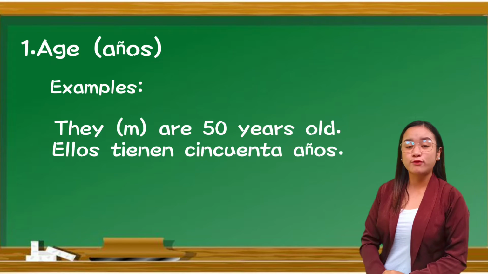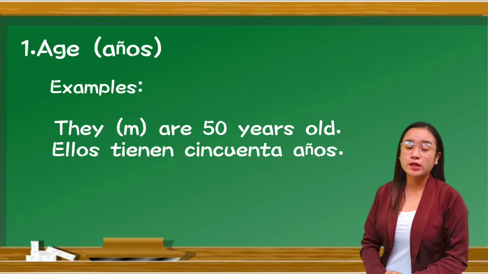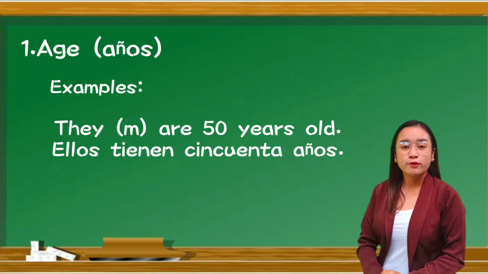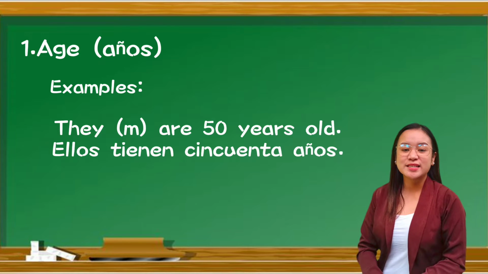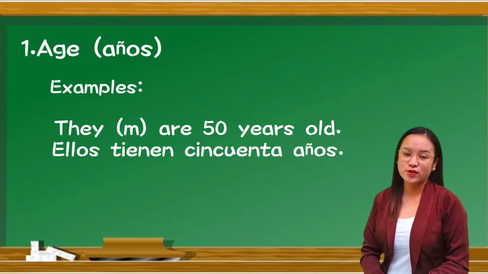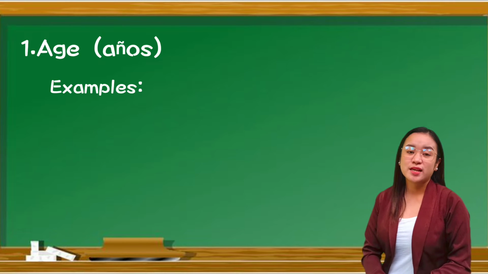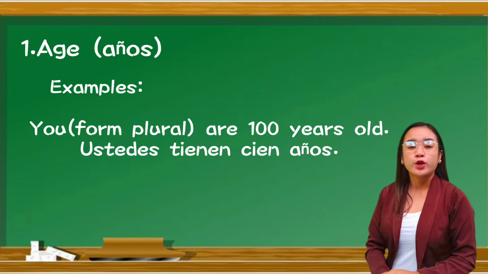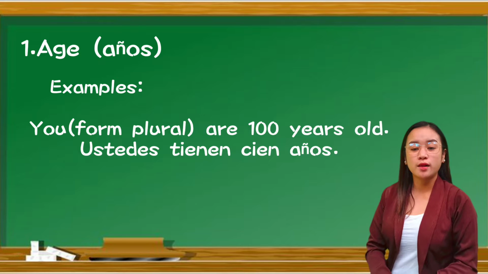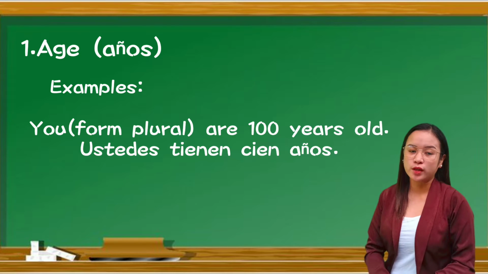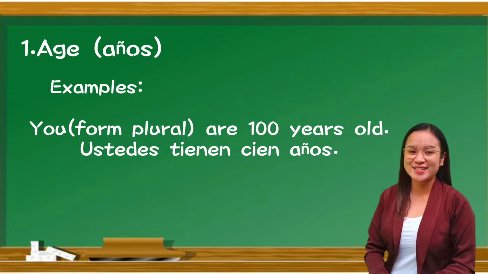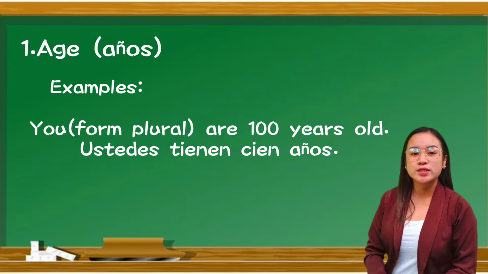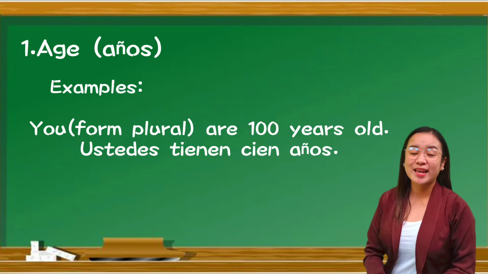They, female, are 50 years old. Ellos tienen 50 años. Ellas tienen 50 años. This is the female category. You, formal plural, are 100 years old. In Spanish, ustedes tienen 100 años.